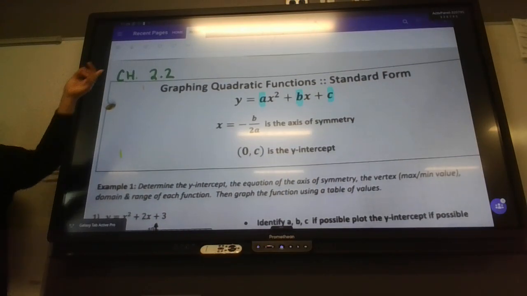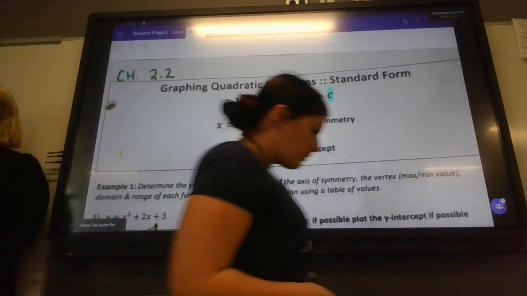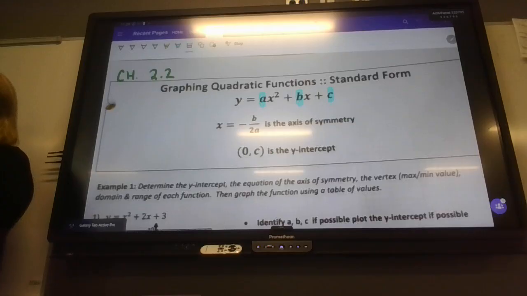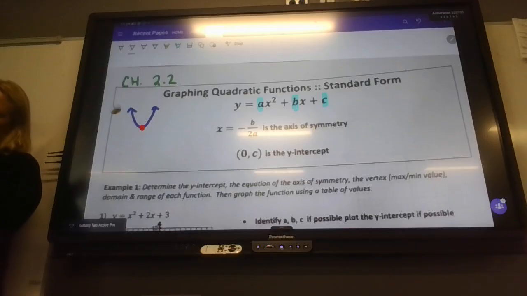All right, this is chapter 2.2 if you want to put a heading on there. I'm going to do a little diagram here. We're graphing parabolas. If the parabola has arrows going up, your vertex is the most center point, and your vertex will have a minimum. Vertex.